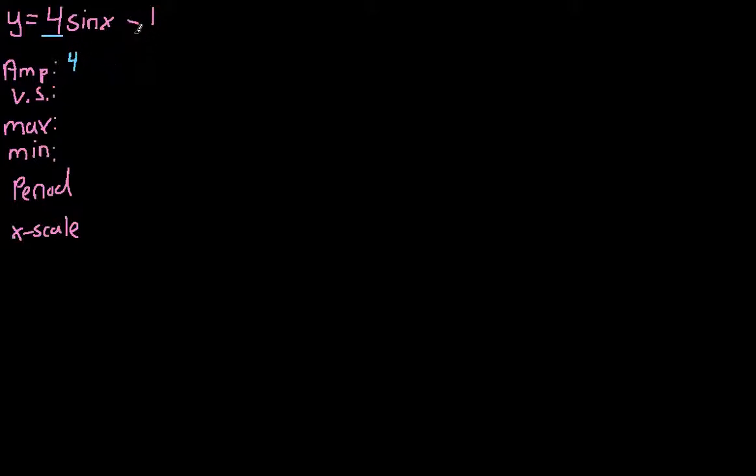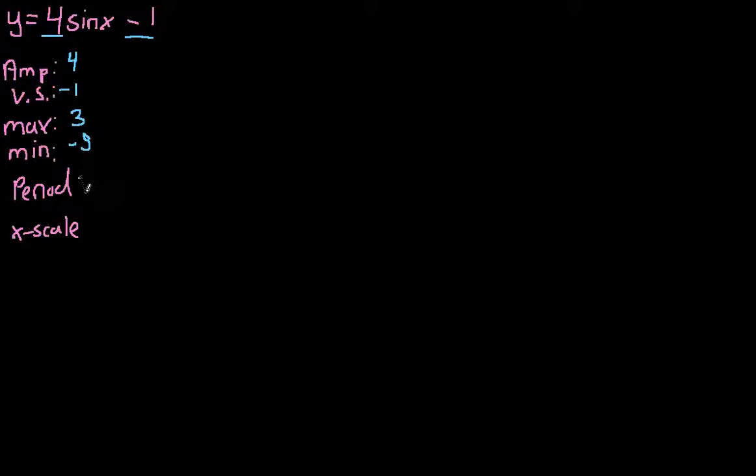In order to find the vertical shift, we look at this number right here. In this case, our vertical shift is -1. We know the maximum value is going to be equal to vertical shift plus the amplitude. In this case, that gives us 3. And we know the minimum value is going to equal the vertical shift minus the amplitude. In this case, that's -5.